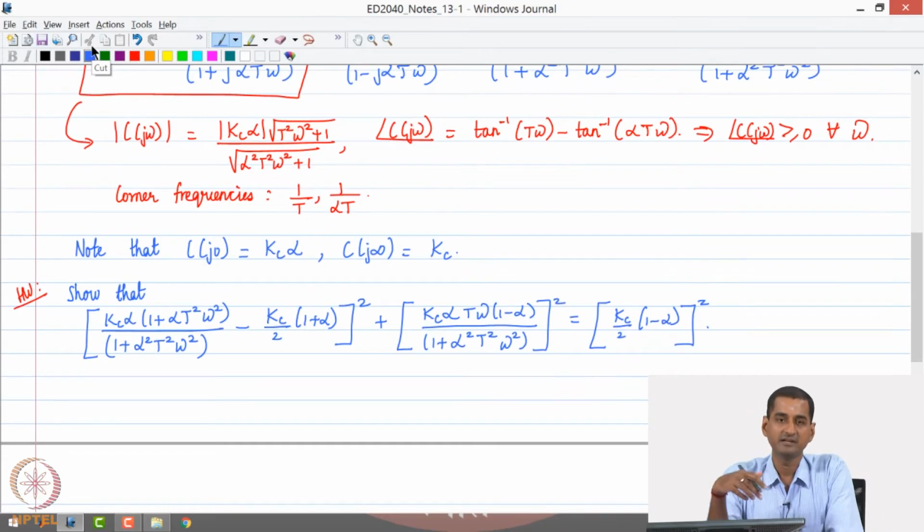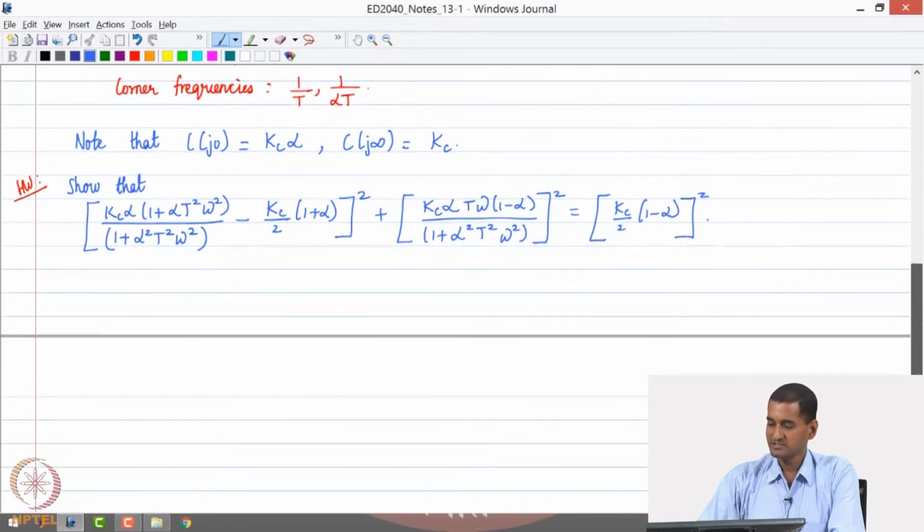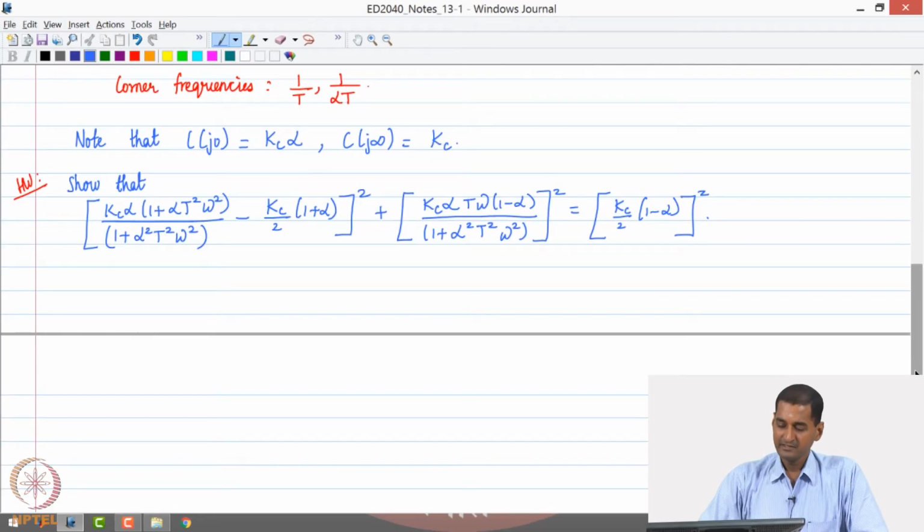That is, we subtract Kc by 2 times (1 plus α) from the real component, square it, and then take the imaginary component, square it, and add the two resulting quantities, we will get Kc by 2 times (1 minus α), whole square. So this immediately tells us that the locus of the sinusoidal transfer function C(jω) is going to be in the form of a semicircle, which has its center on the positive real axis at Kc by 2 times (1 plus α), and a radius of Kc by 2 times (1 minus α). That is essentially an equation of a circle.